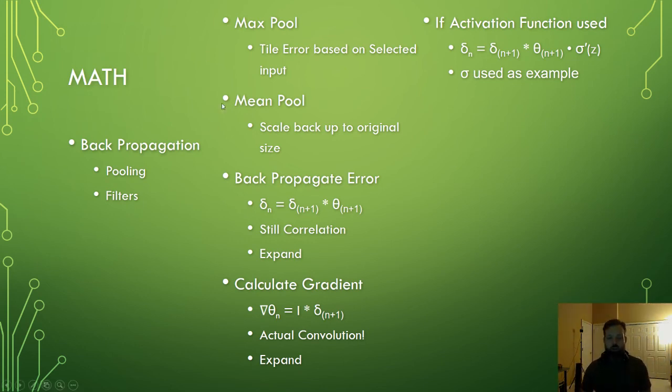If you're using a mean pool, you're basically taking the average out of the whole thing, giving one output value. So when that error comes back through, you're going to take that one error value and just tile it over the whole thing, because they all equally contributed, so they all equally share in the error.